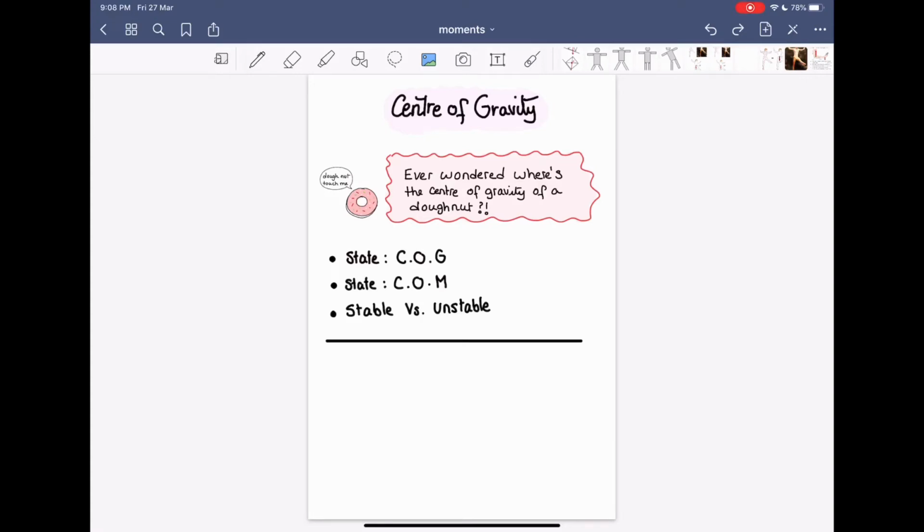Hello everyone. So I'm gonna start by explaining what's center of gravity. Then we'll see the difference between center of gravity and center of mass. And last thing is we're gonna see the physics behind stability of objects. We're gonna see stable and unstable objects.